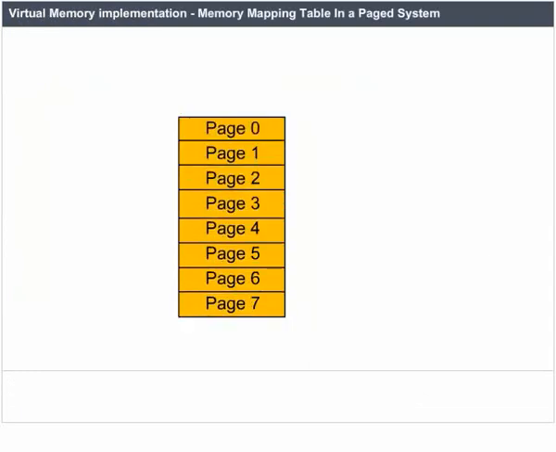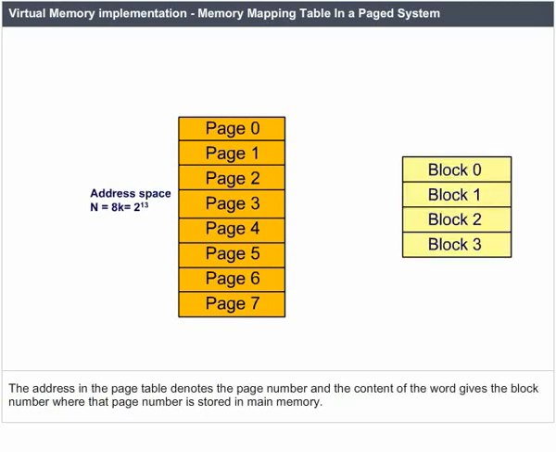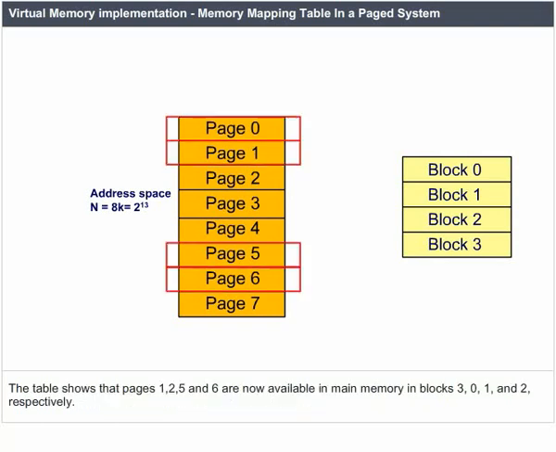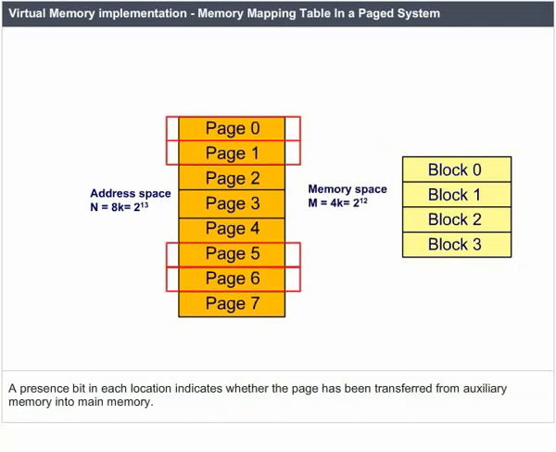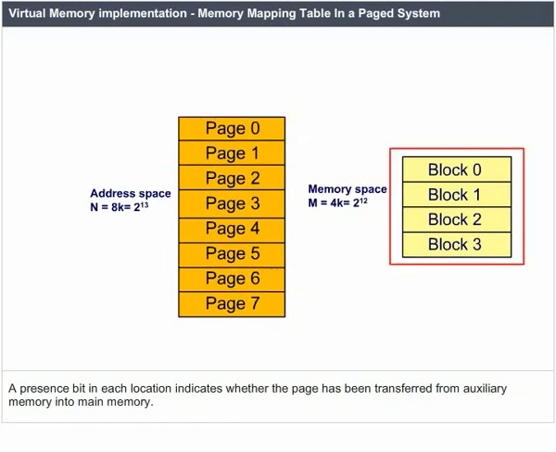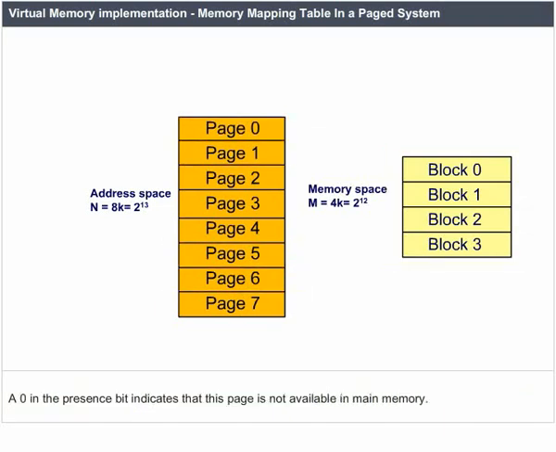Virtual memory implementation. Memory mapping table in a paged system. The memory page table consists of 8 words, one for each page. The address in the page table denotes the page number and the content of the word gives the block number where that page is stored in main memory. The table shows that pages 1, 2, 5 and 6 are now available in main memory in blocks 3, 0, 1 and 2 respectively. A presence bit in each location indicates whether the page has been transferred from auxiliary memory into main memory. A 0 in the presence bit indicates that this page is not available in main memory.